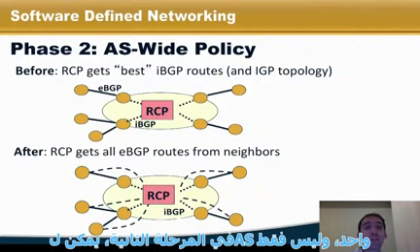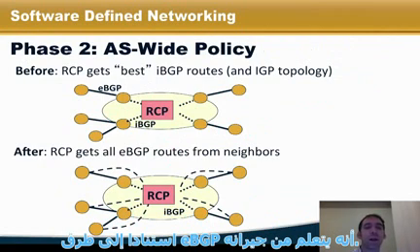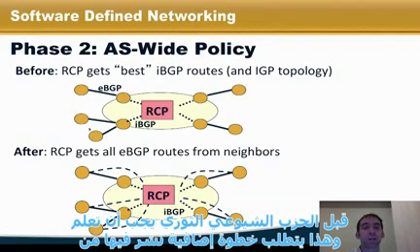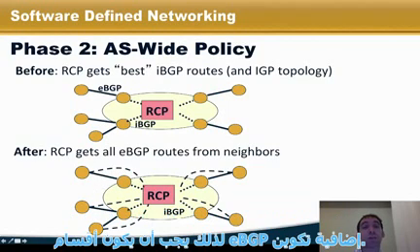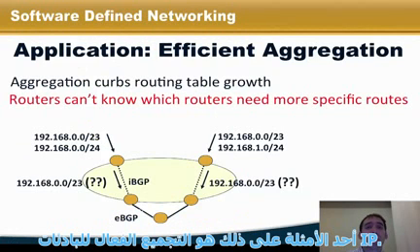In the second phase, a single AS can not only control routes inside its AS, but can implement AS-wide policy based on all the eBGP routes it learns from its neighbors. This requires an additional deployment step whereby the RCP must learn not only all of the internal routes, but also the eBGP routes from its neighbors. So it must have additional eBGP sessions configured. One particular example is efficient aggregation of IP prefixes.